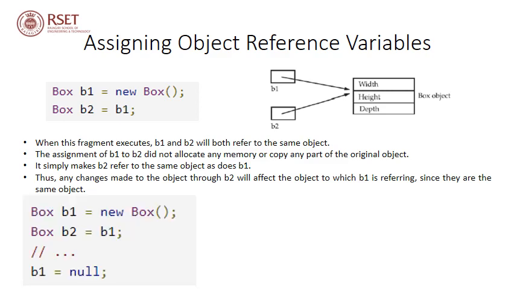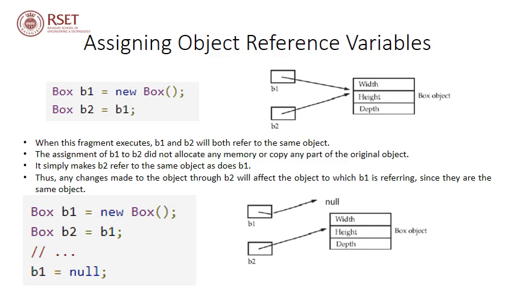Now consider what will happen if we try to unhook the object reference b1 by setting it to null. As you can imagine by now, b1 will get assigned null, it will be unhooked. However, b2 will still be pointing to the same box object.